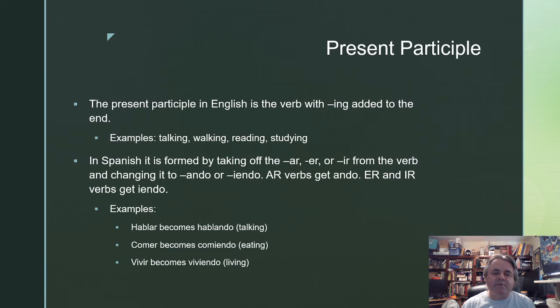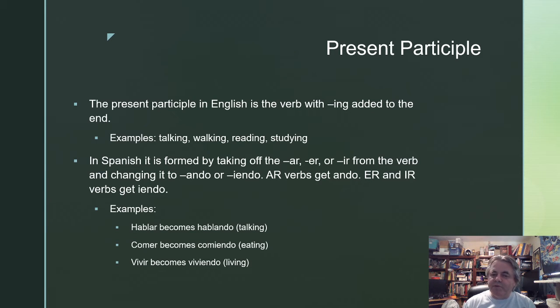So here's a couple of examples. Hablar, I get rid of the -ar, change it to -ando, and I get hablando. That's the equivalent of saying talking. Comer becomes comiendo. Take off the -er, add -iendo. Vivir becomes viviendo. Again, take off the -ir, add -iendo. And you can see those are the equivalent of eating or living. It's the equivalent of in English putting -ing on the verb.